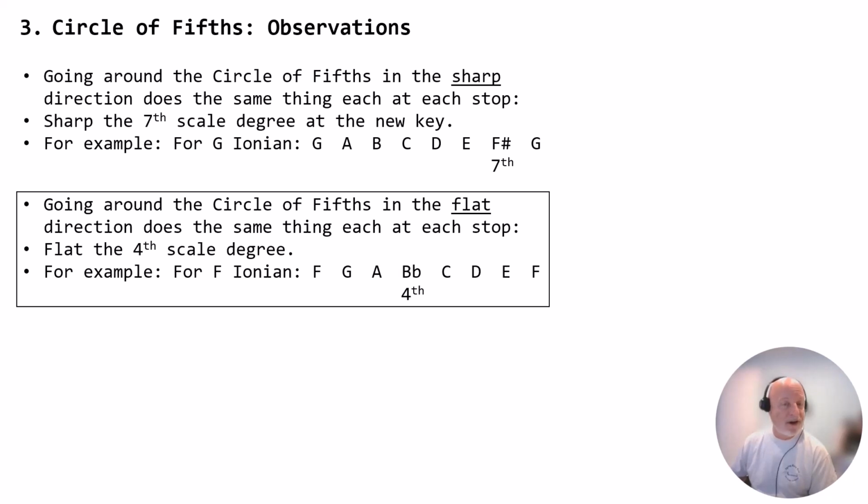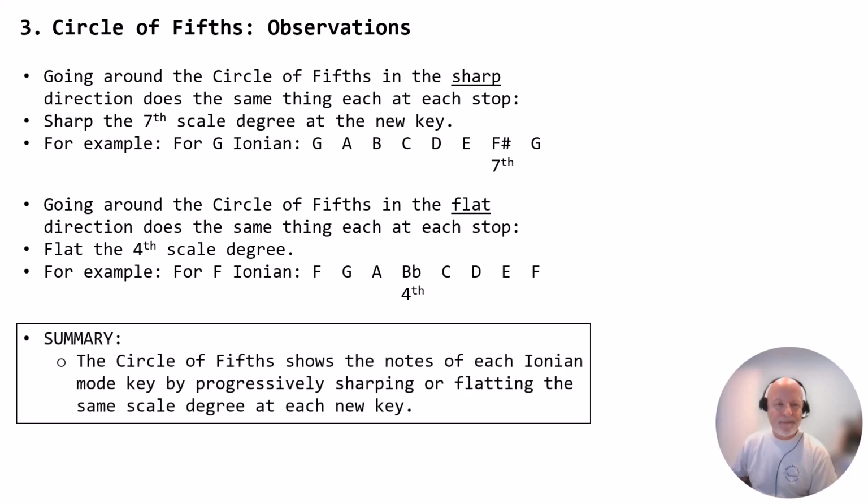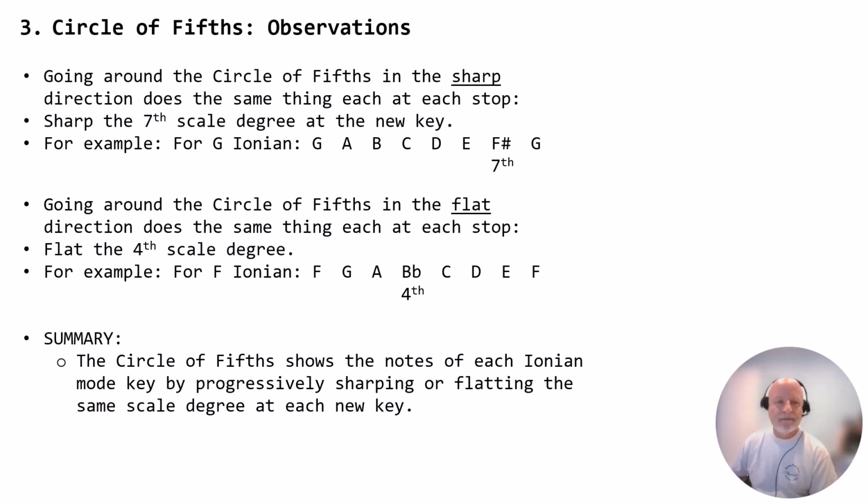So that's the fourth scale degree, it's flatted, and as we go around the circle of fifths, that's what we'll do each time, we'll be flatting the fourth note in order to get those half steps where they're supposed to be. So the circle of fifths shows the notes of each Ionian mode key by progressively sharping or flatting the same scale degree at each new key.